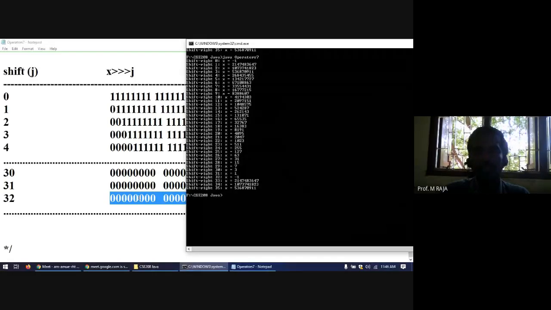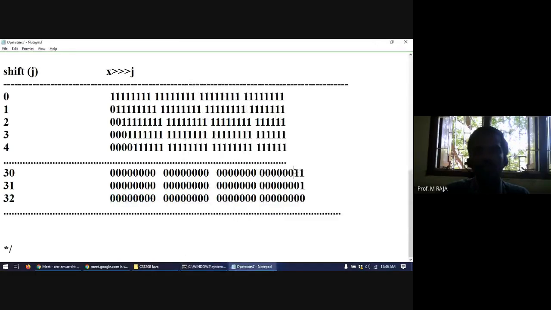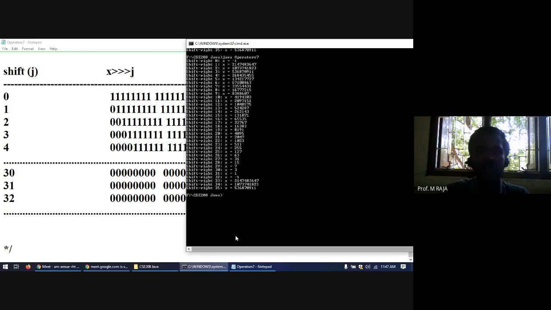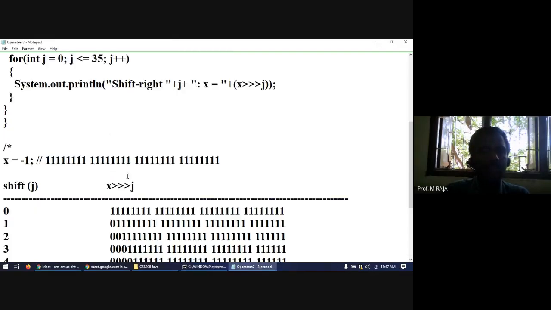Thirtieth shift, right? Value 3. This is 3. 1 plus 2, 3. 31st shift 1. 32nd shift. 31st shift 1. 32nd shift, right? I have programmed this, right? Check the code here.